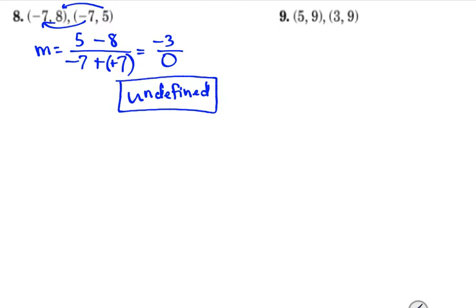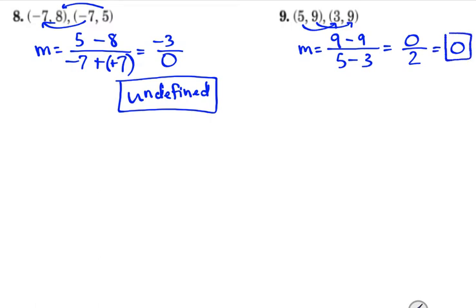Okay, next example, (5, 9) and (3, 9). All right, our slope is the change in y. We'll do y1 minus y2 this time, and x1 minus x2. As long as we go in the same order, we're in good shape. On top, 9 minus 9 is 0. 5 minus 3 is 2. 0 divided by 2 is just 0.